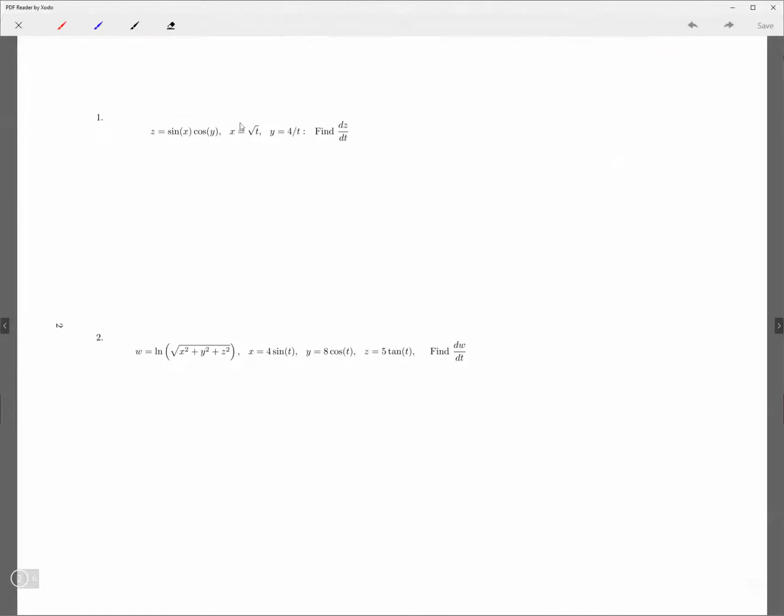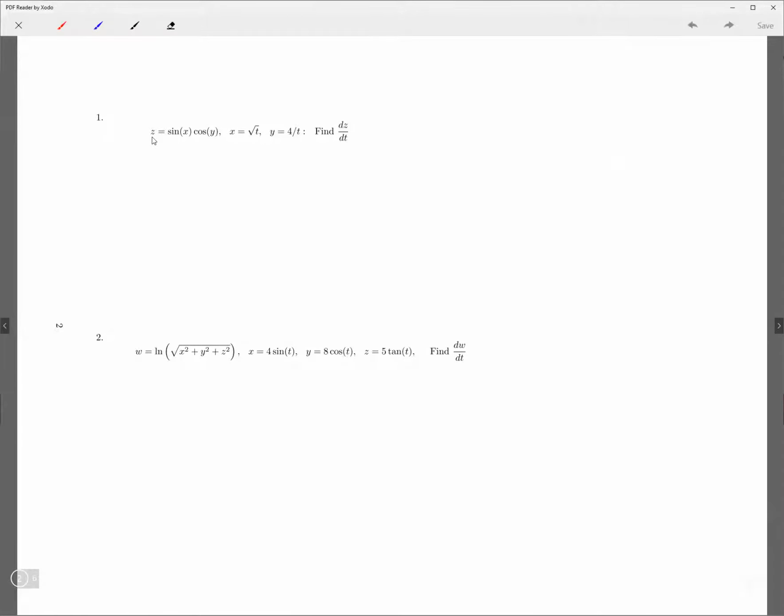Okay, so let's go with the homework. We have z equal to sine x cosine y, and then x is the square root of t, y is 4 over t. So here, you would think, okay, z, you have a formula here. z is a function of x and y, right? And then these two formulas are telling you x and y are each functions of t. And indeed, you're supposed to find dz dt.